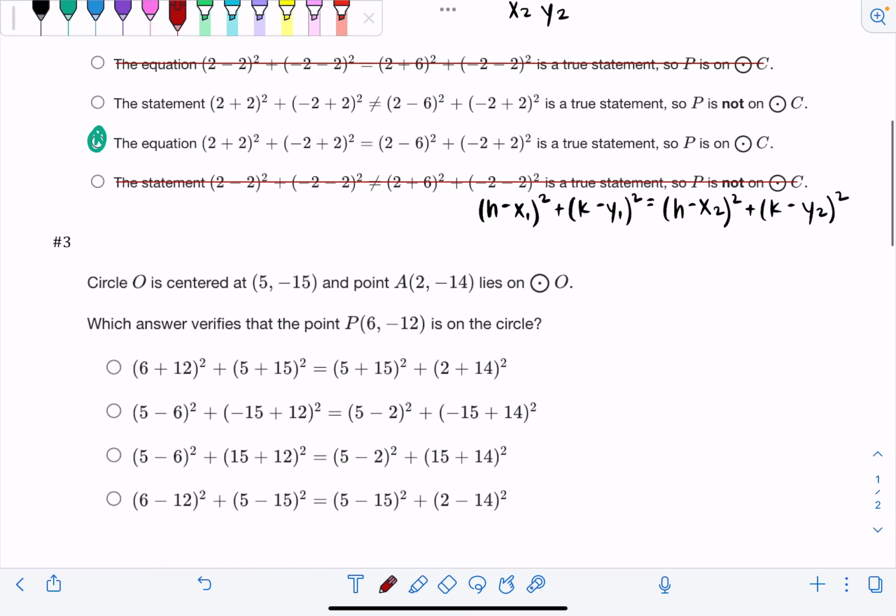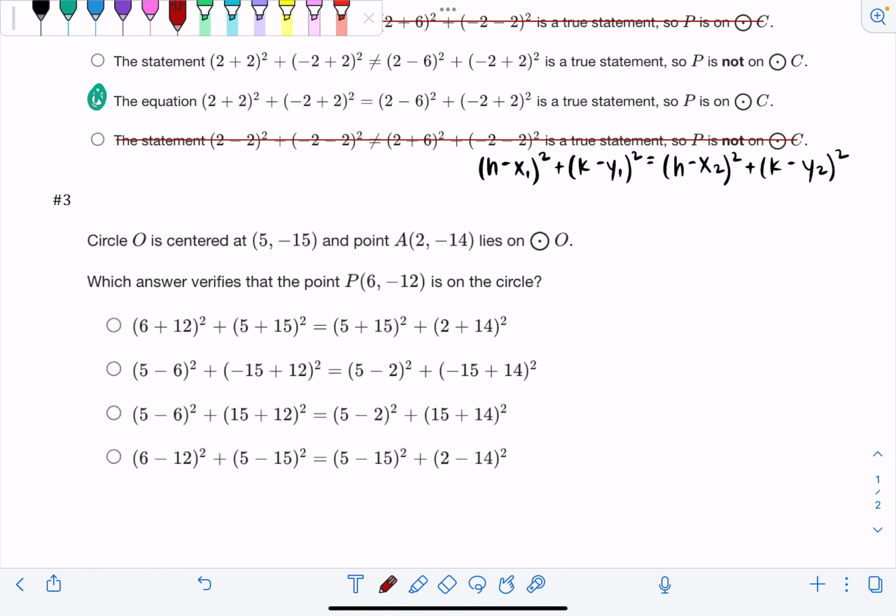So I would recommend before you really get started on the problem, see what they're doing. See what numbers are going where. We know for sure the center should be h and k. So h would be 5, and then k would be -15. So 5 and -15 should be the first number in each parentheses. 5 for the h's, and then -15 for the k's. But for the rest, whether A is going to be your x1, y1, or P is going to be your x2, y2, or vice versa, that can change. They can switch for sure.